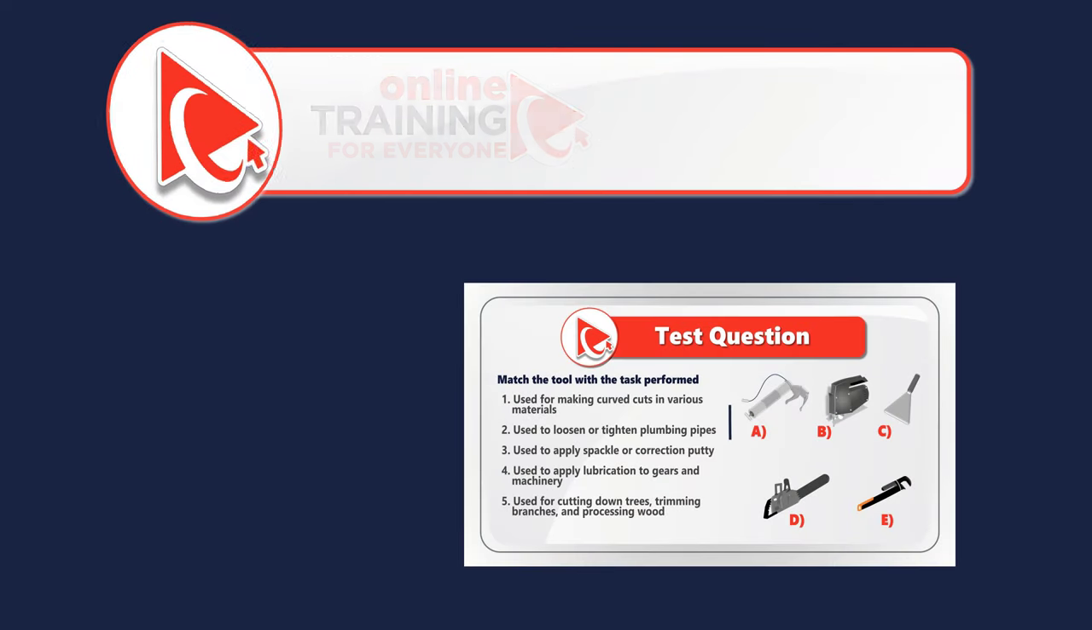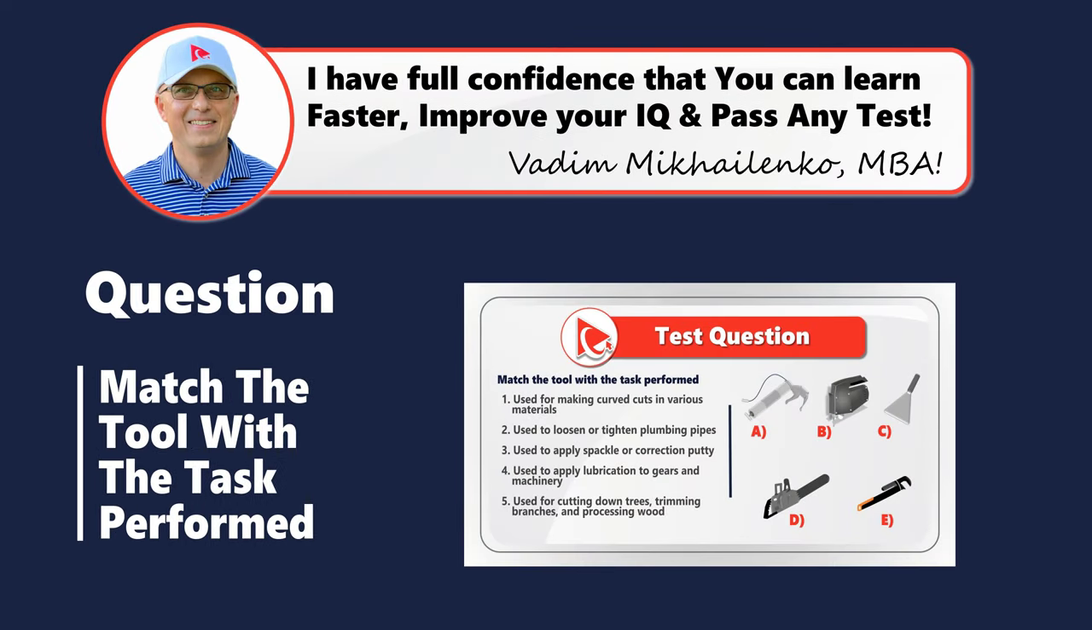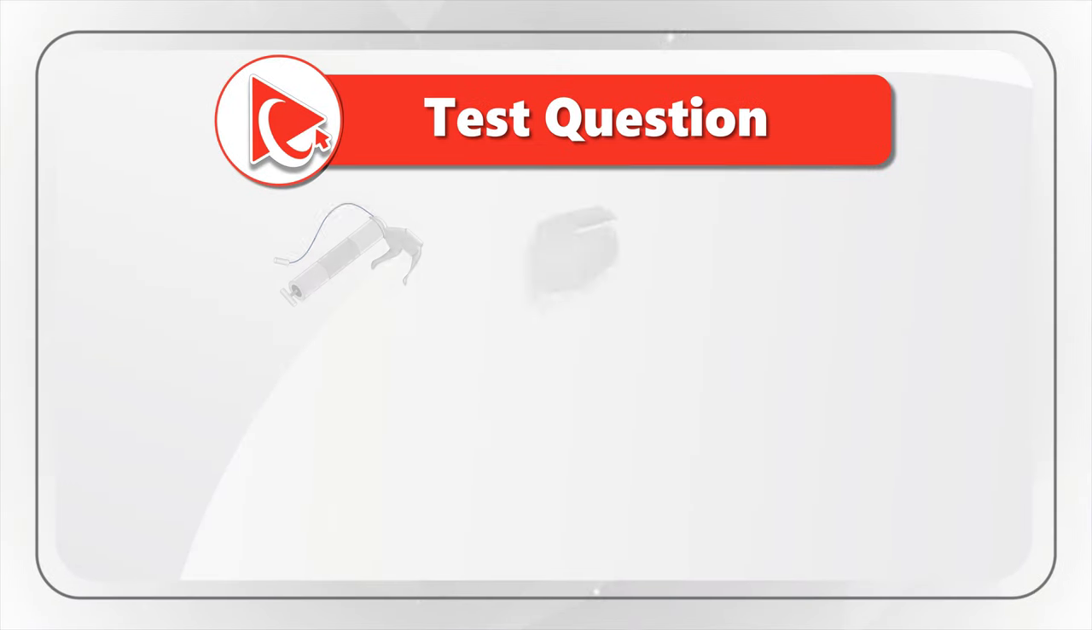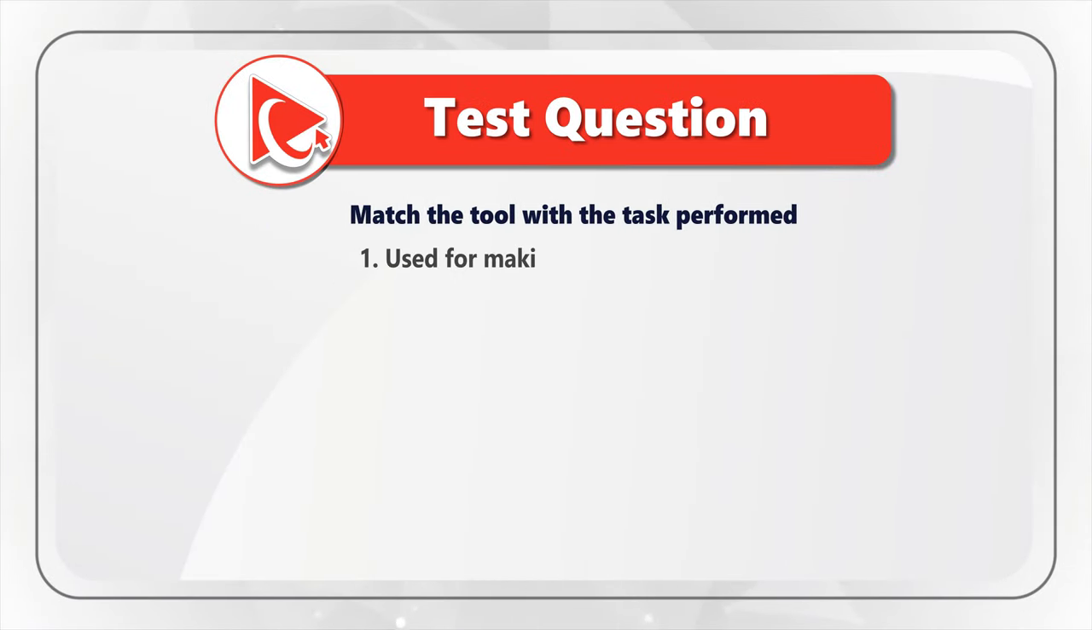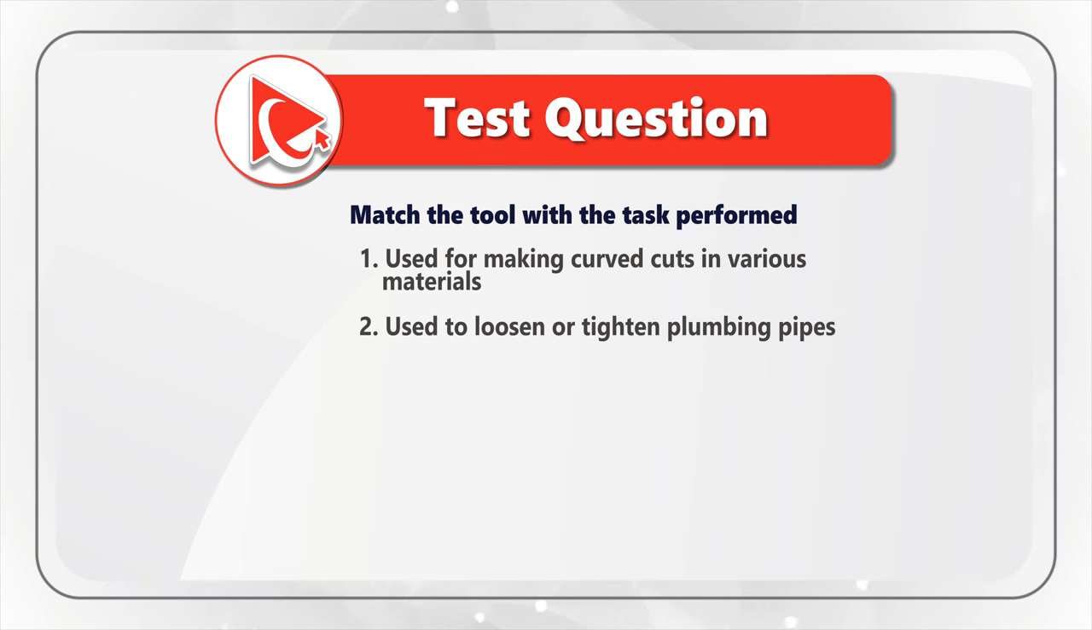Here's an amazing question to see how well you know the tools. You're presented with 5 tools. And you need to match the tool with the task performed. Choice 1, tool is used for making curved cuts in various materials. Choice 2, is used to loosen or tighten plumbing pipes.